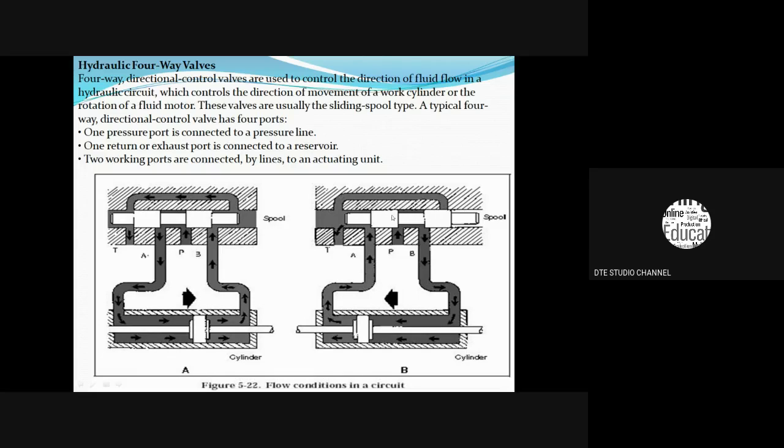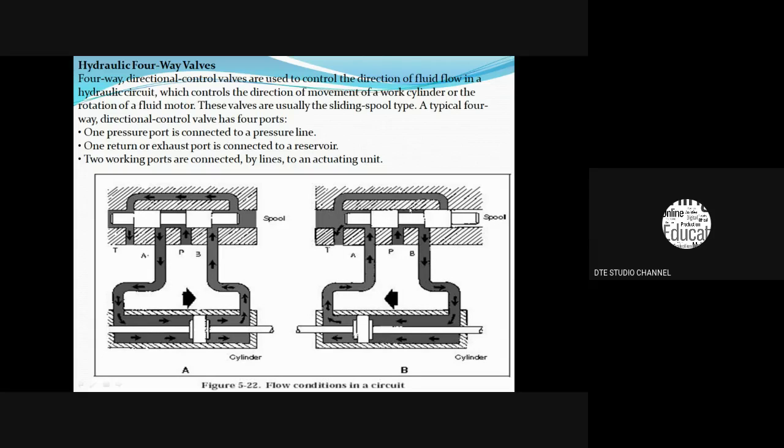For the second position, some actuating element is used, it may be a push button. Usually, a hand lever is used for a 4-way valve. By operating the hand lever, the spool moves towards the right, which makes a connection between P and B. In the second position, the pressure port is connected to working port B and working port A is connected to tank port T.